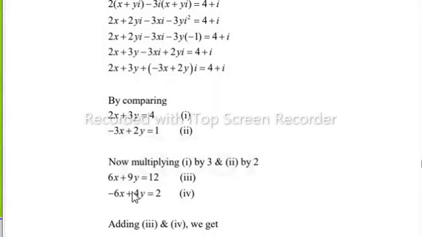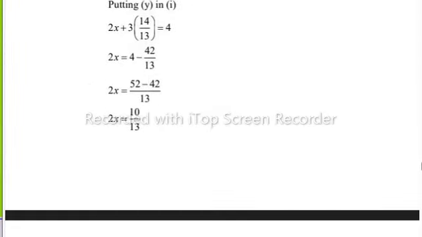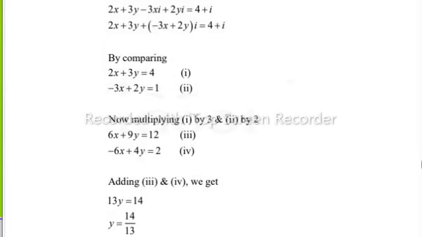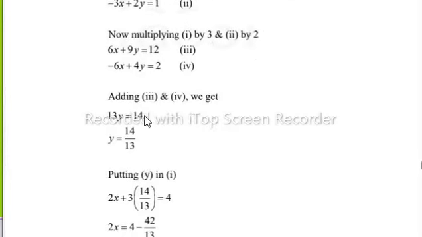Adding both equations, 6x will be cancelled with minus 6x, and x will be eliminated from these equations. Let's go to the next step. By adding equation 3 and 4, we get 9 plus 4, 13y, while 12 plus 2 is equal to 14.